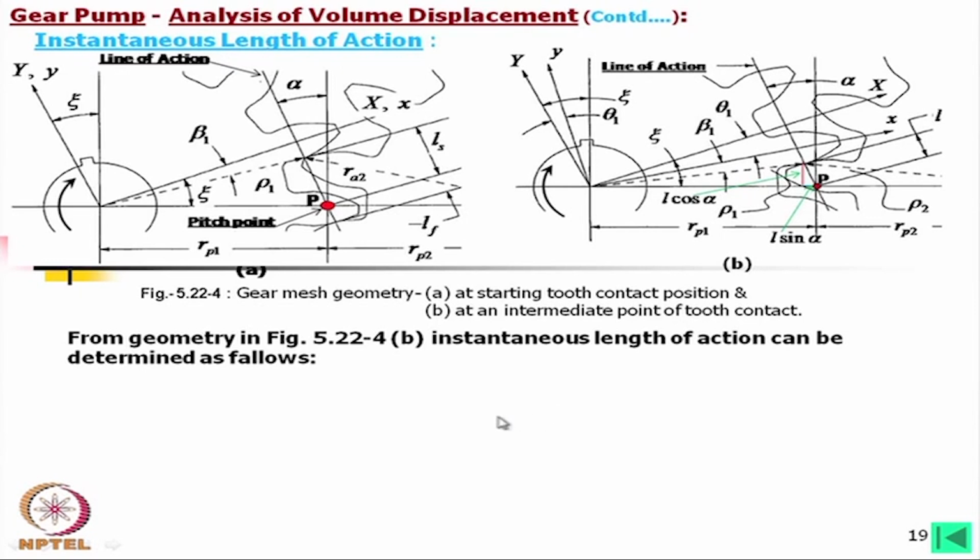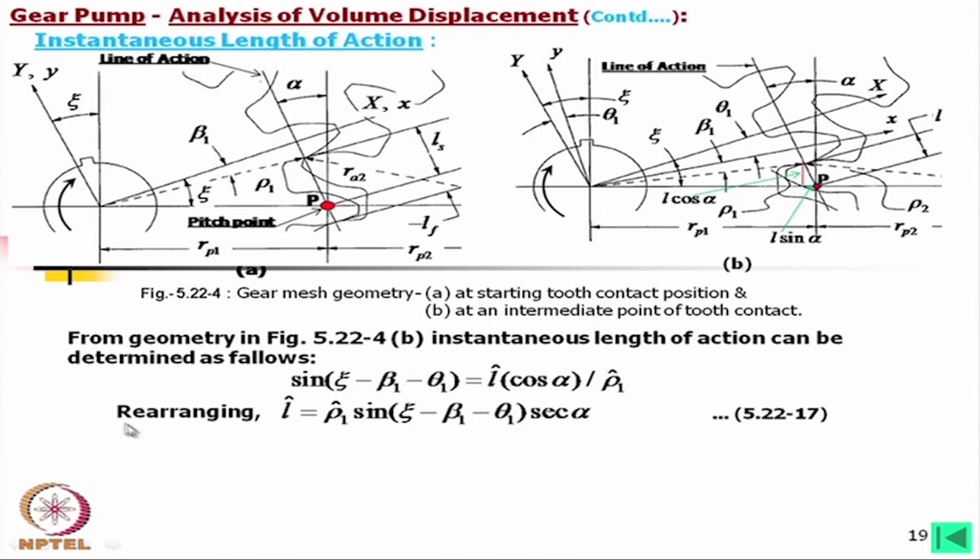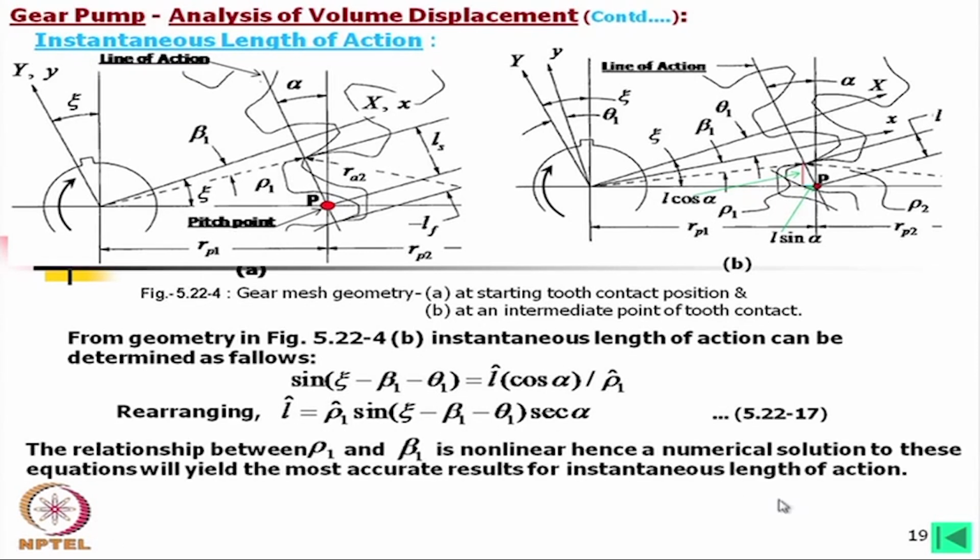Now, the instantaneous length of action. Again looking into this figure, the sine of this angle is given by this, in dimensionless form. This length L we can find from these equations, which we have rearranged, and once we calculate this, we can find this also. But still remember, these relations are nonlinear, hence a numerical solution to these equations will yield the most accurate results for the instantaneous length of action.